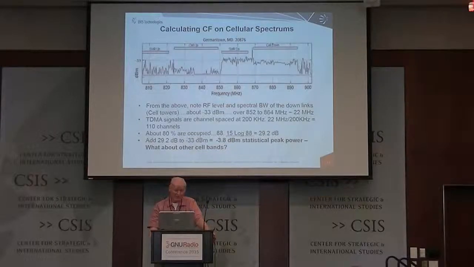Now, we think they're all TDMA signals, so they're all spaced 200 kilohertz apart. So you can say there are at least 110 channels simultaneously going on there. If 80% of them are occupied, that means that the average plus the statistical peaks are almost 30 dB above that. So at the antenna, just that band of cell signals is minus 3.8 dBm. And that's just one cell band.